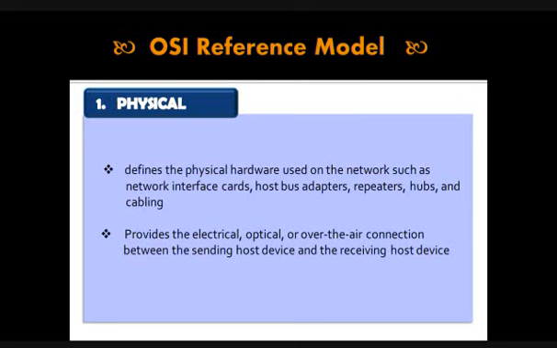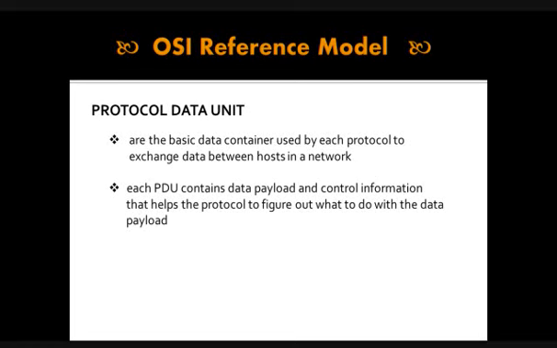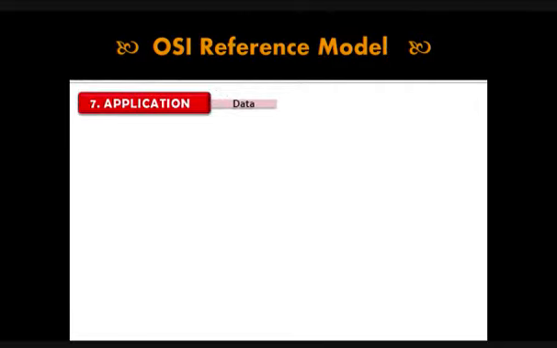Protocol data units, or PDUs, are the basic data container used by each protocol to exchange data between hosts in a network. Each PDU contains a data payload and control information that helps the protocol to figure out what to do with the data payload. The control information is usually stored in the header of the protocol data unit and sometimes in the trailer as well.